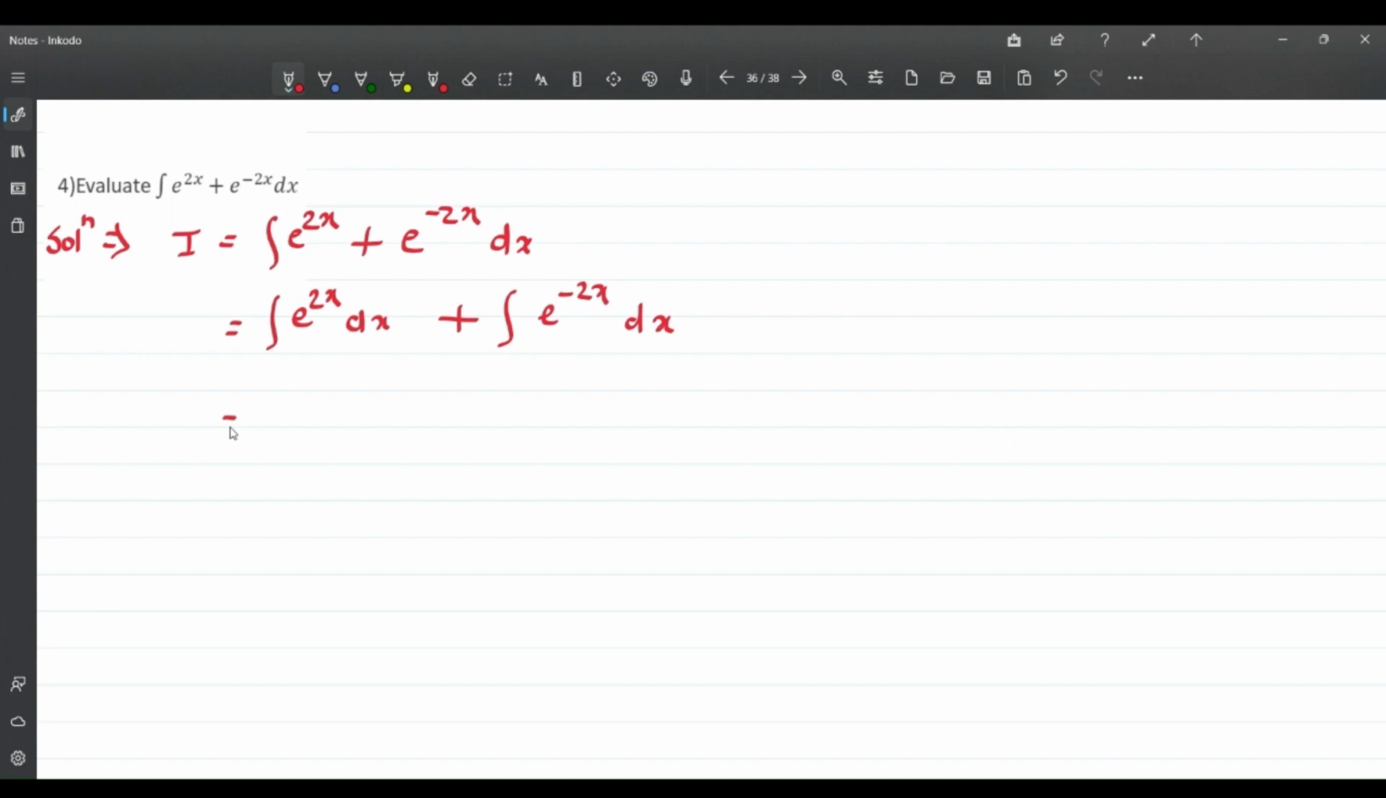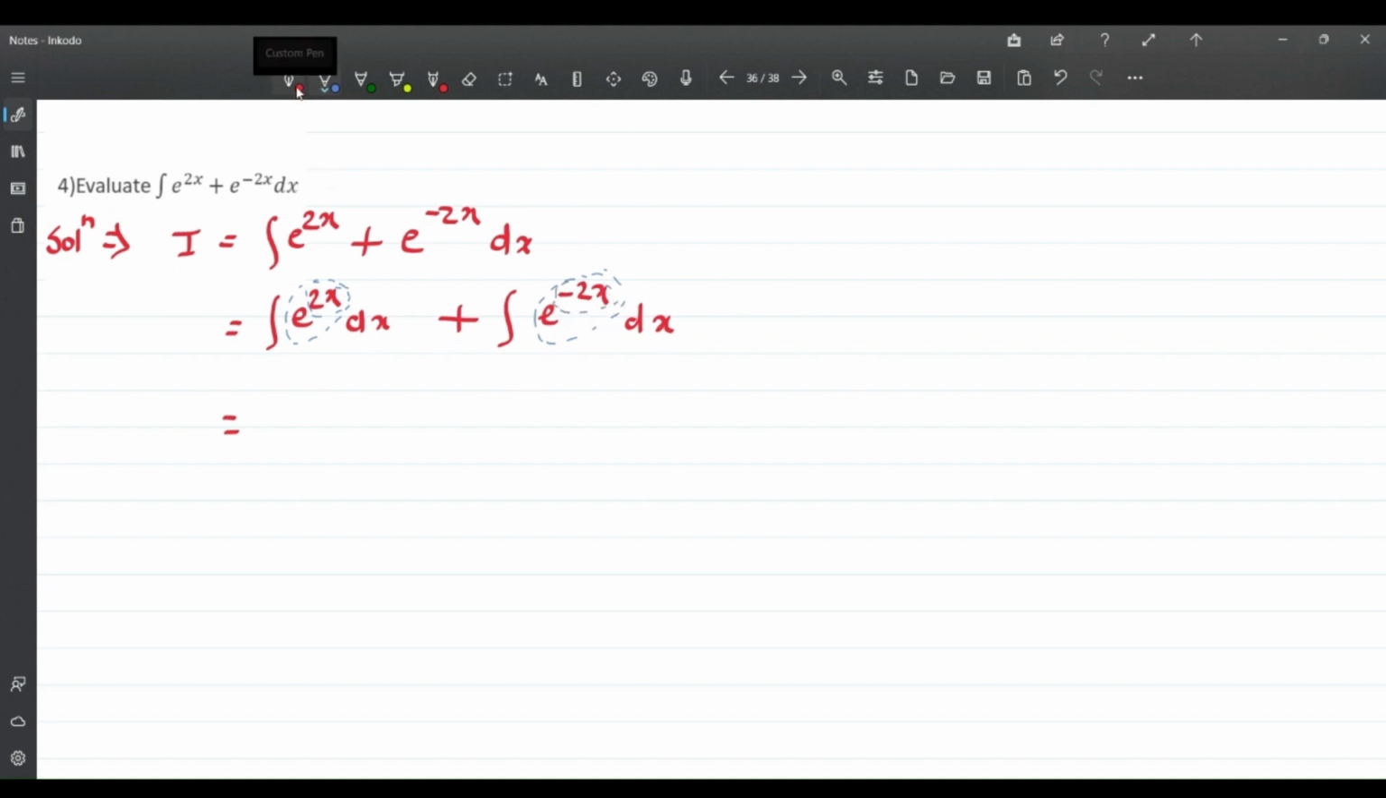Now the standard function is e raised to x, but here e raised to 2x or e raised to minus 2x. Therefore, these are composite functions. So now I will show you e raised to 2x is first function and 2x is second function. Similarly, here e raised to minus 2x is first function and the second function is minus 2x.